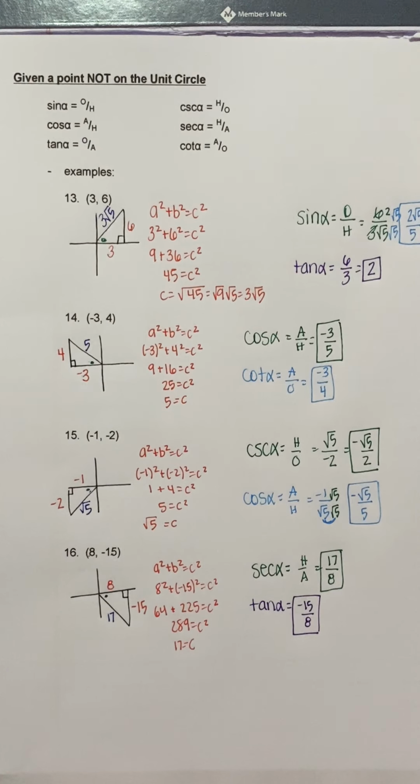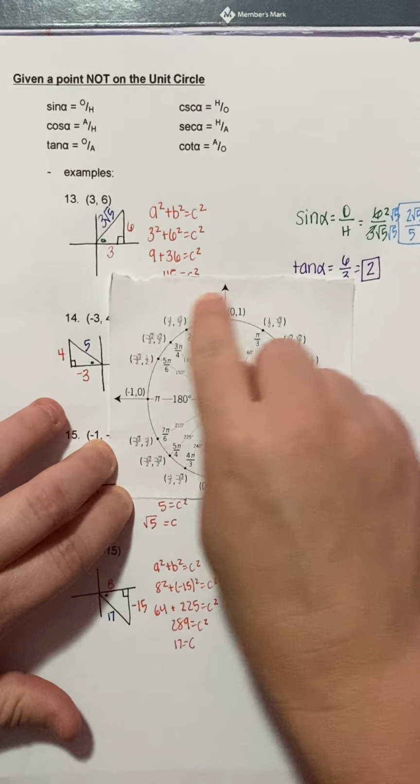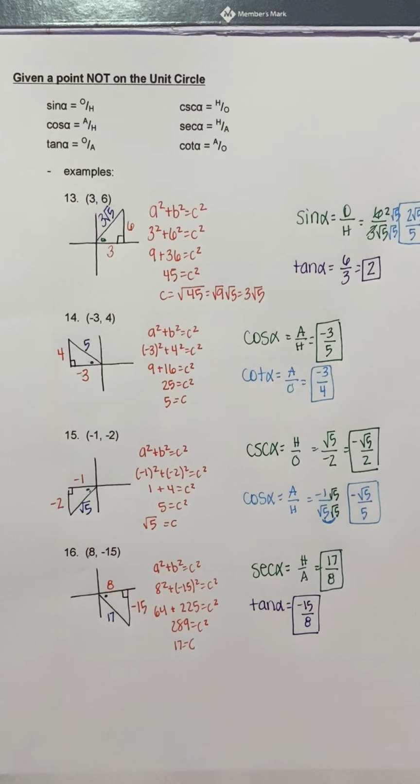So if it's not a point on your unit circle, like that little unit circle that I showed you before, all you have to do is draw it out, put it in a reference triangle, find your hypotenuse, and then find the trig functions that are listed. So this is how we do stuff using our unit circle.